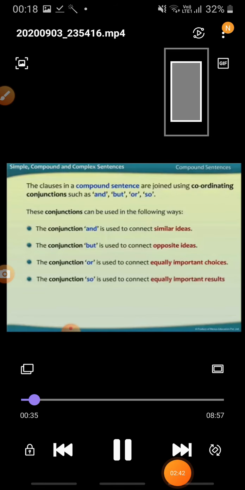So, in a compound sentence, the clauses are joined by using coordinating conjunctions like and, but, or, so. The conjunction and is used to connect similar ideas, but is used to connect opposite ideas, or is used to connect equally important choices, and so is used to connect equally important results. So, clauses in a compound sentence are joined by coordinating conjunctions and, but, or, so.